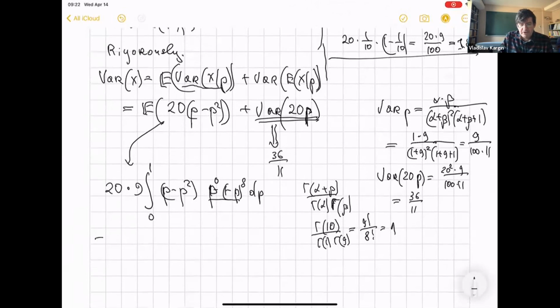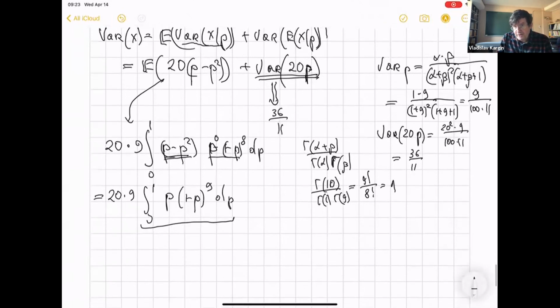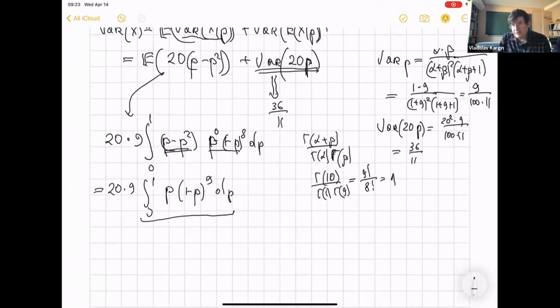And so after that I continue, this is equal to 20 multiplied by 9, integral from 0 to 1. So here is p(1 minus p). p to the power of 0 is just 1, and here we'll have (1 minus p) to the power of 9, because 1 minus p comes also from this formula. So (1 minus p) to the power of 9 dp. So I'll need to calculate this integral. We can do it directly, right? It's easy to integrate, so it's easy to calculate.